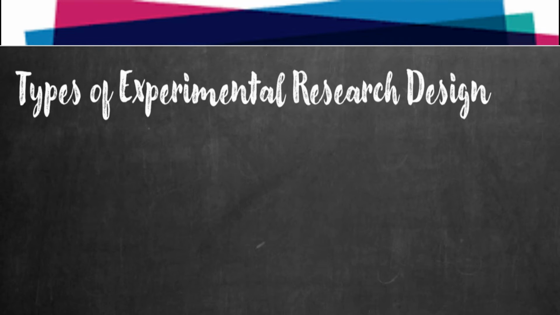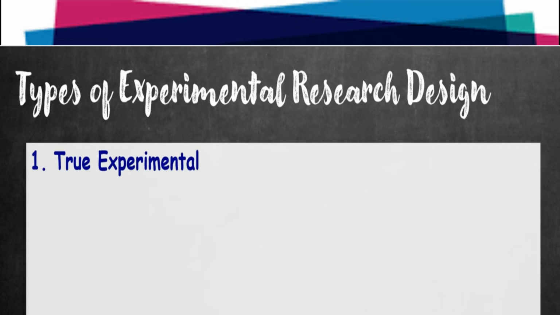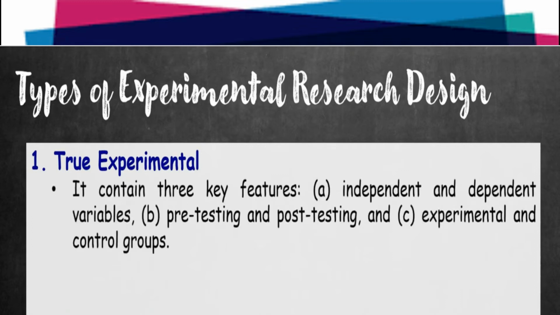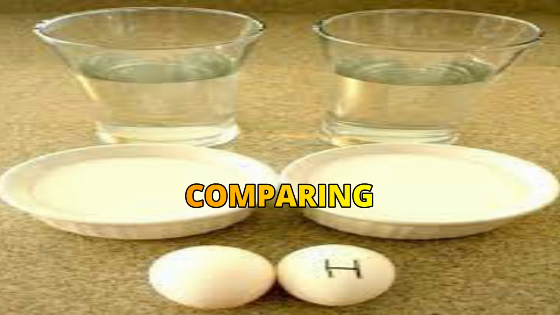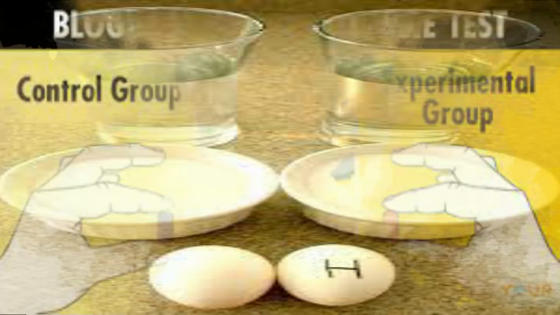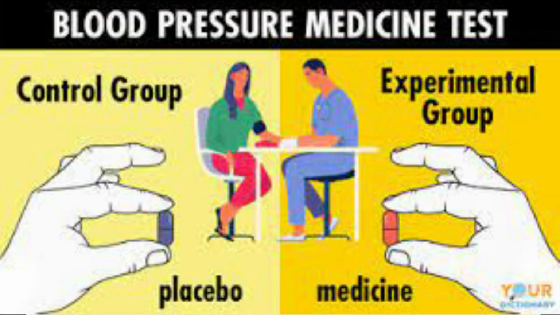Types of experimental research design. First, true experimental. It contains 3 key features: independent and dependent variables, pre-testing and post-testing, and experimental and control groups. Dito, ang epekto ng intervention ay sinusubok sa pamamagitan ng pagkumpara ng dalawang grupo. Ang isang grupo ay may ginagawang intervention at tinatawag itong experimental o treatment group. At ang isa naman ay walang ginagawang intervention at tinatawag itong control group.